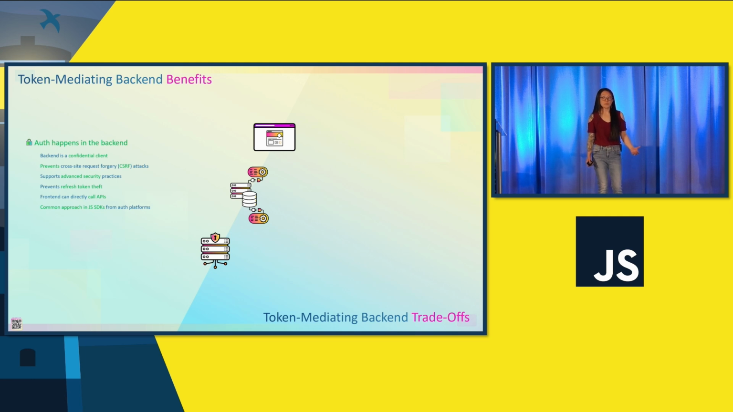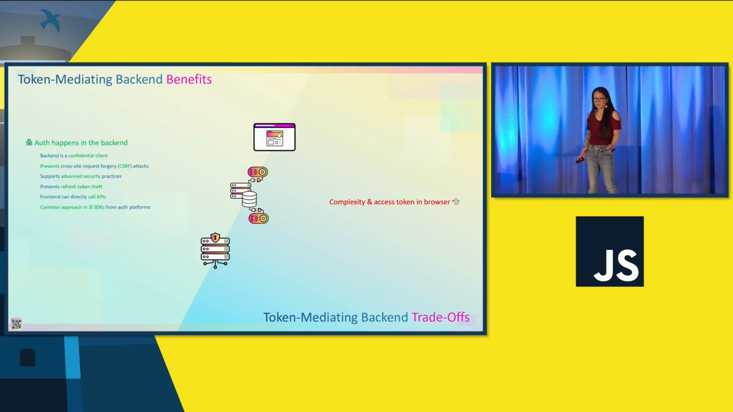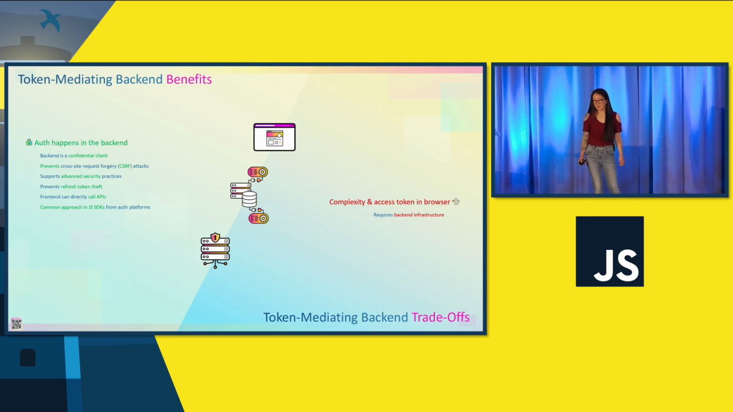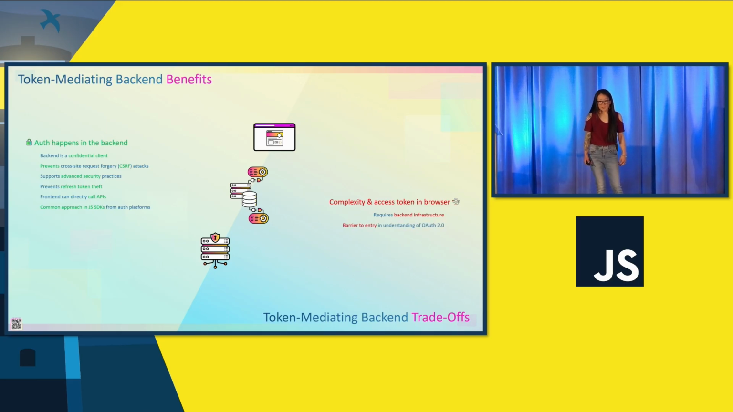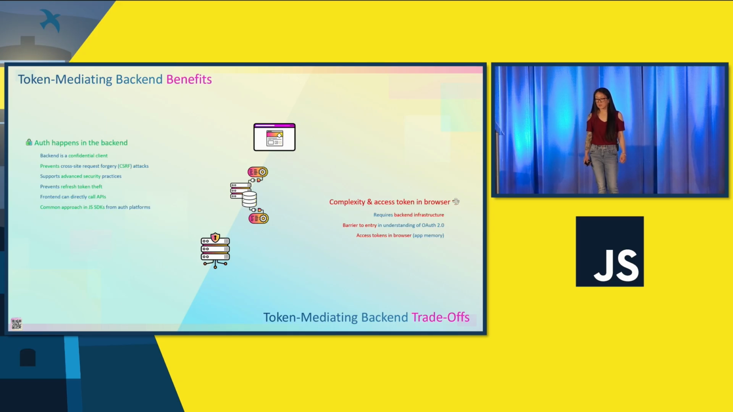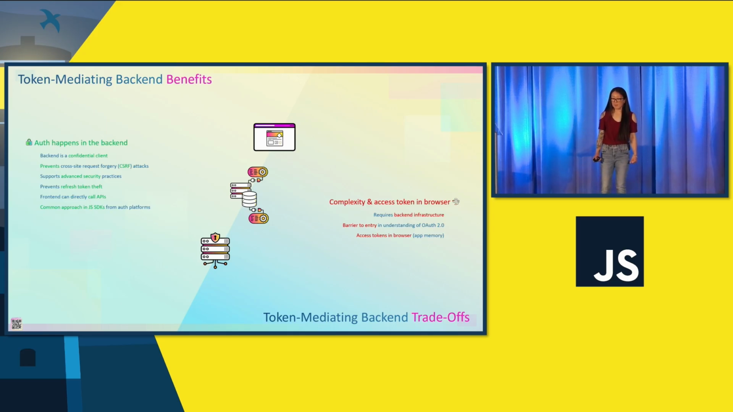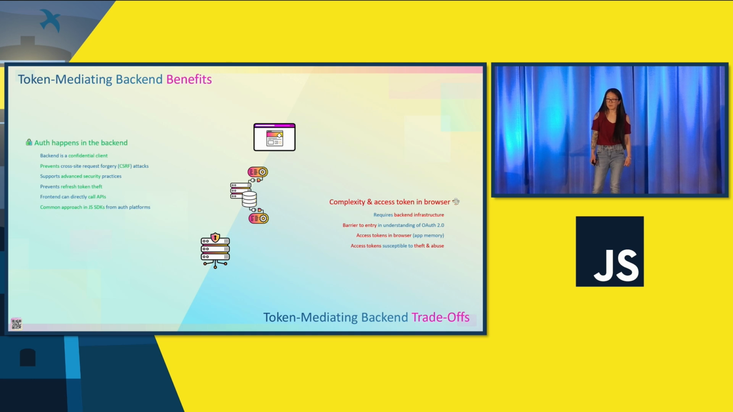So some of the token mediating backend trade-offs are similar to backend for front-end trade-offs, but with some additions. If you're building the token mediating backend yourself, the auth part of the architecture is still complex. You don't need to manage proxy resource APIs, but you do still need a code executing backend infrastructure. And you also need a strong understanding of OAuth 2 implementation and best practices in order to build the token mediating backend. Access tokens are received and sent in the browser, and they might also be stored in app memory, which does expose them to theft and abuse through cross-site scripting, granting an attacker access to the user's resources. So you do need to take measures to prevent this by doing things like binding the token to the client.